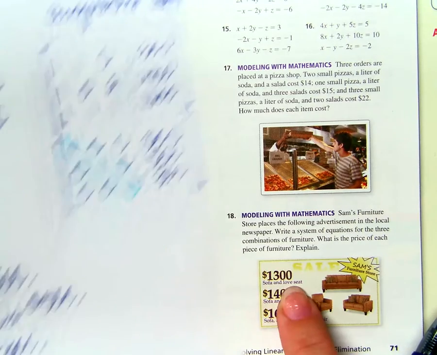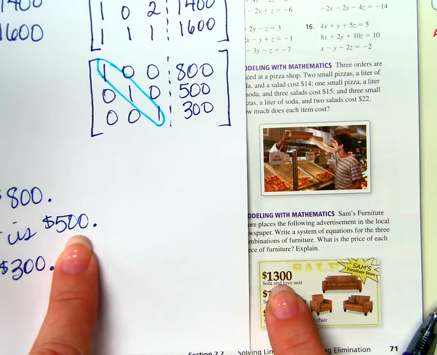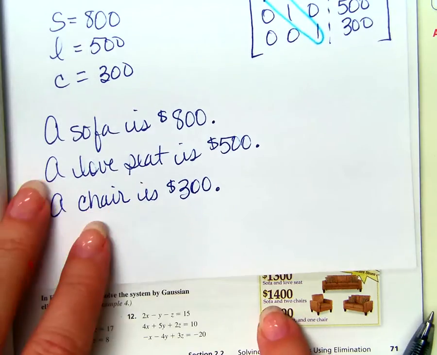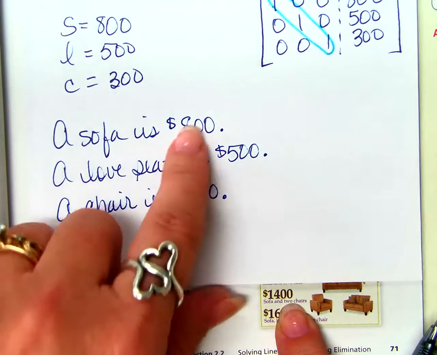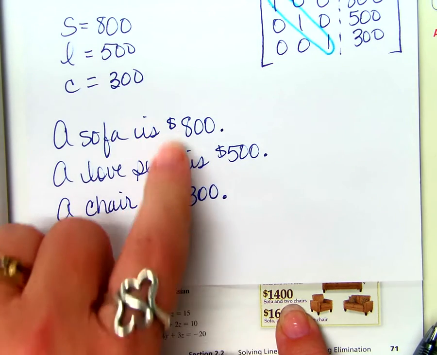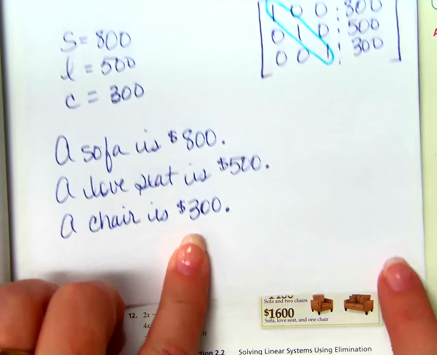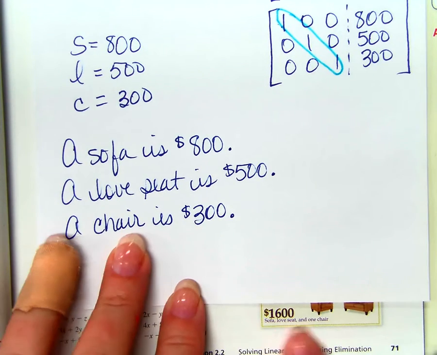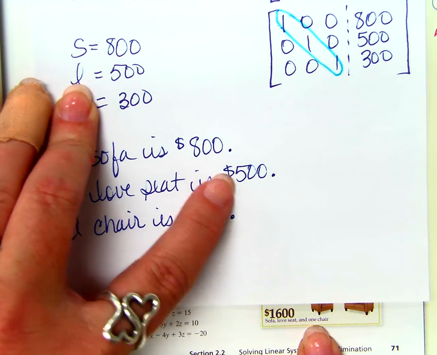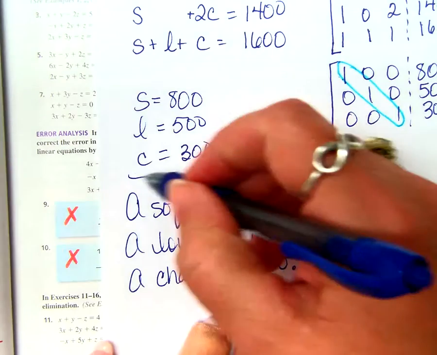A sofa and a love seat. Sofa and a love seat is $1,300. Yep, that's true. 800 and 500 is 1,300. Sofa and 2 chairs. A sofa is 800, 2 chairs would be 600. So 800 and 600 is definitely 1,400. So that makes sense. The last one, a sofa, a love seat, and 1 chair. 800, 500 is 13, 14, 15, 1,600. Yep, I know that that's the correct answer.